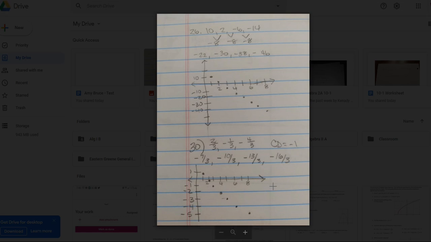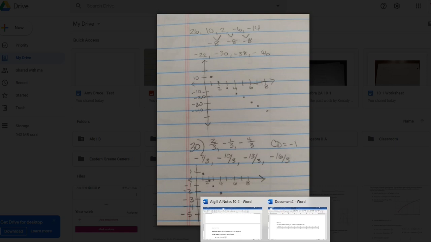30 is the same way. The common difference each time was to subtract 1. And so here it was fractions, but it still does the same thing. So I kept everything over thirds, and I put my first point at 1, 2/3, my second point at 2, -1/3, third point at 3, -4/3, and so on. So hopefully that explains what that should have looked like.